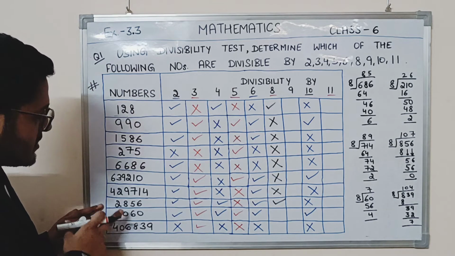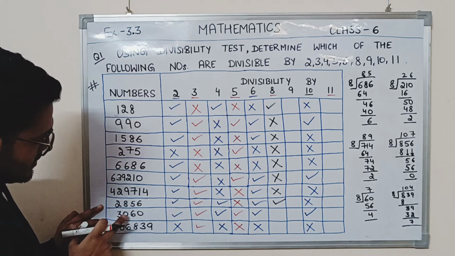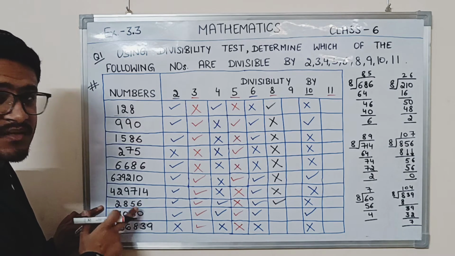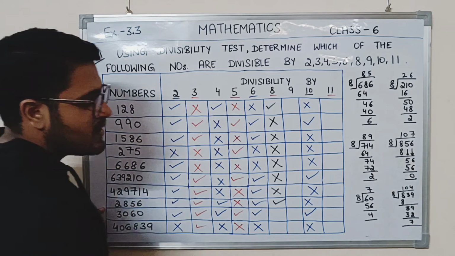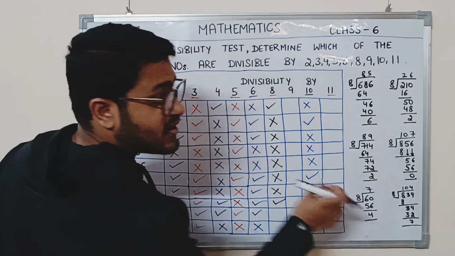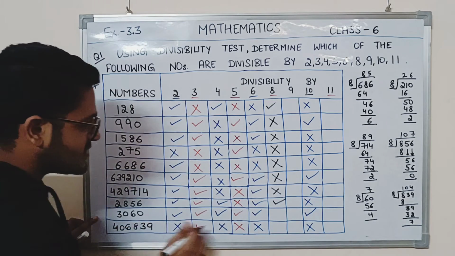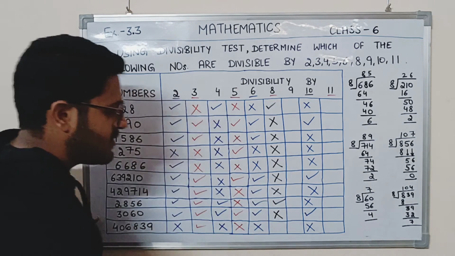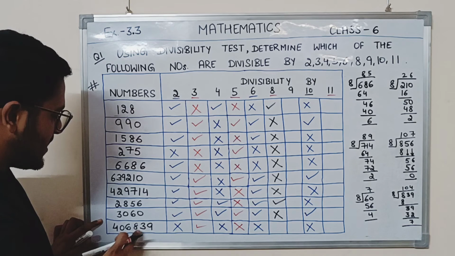Okay. Next, 3060. Last three digits will be 060, which means 60 only. When we divide 60 by 8, we get a remainder of 4, which means this is also not divisible by 8.